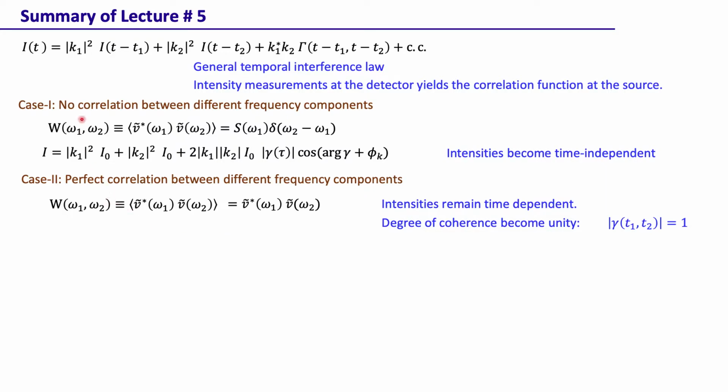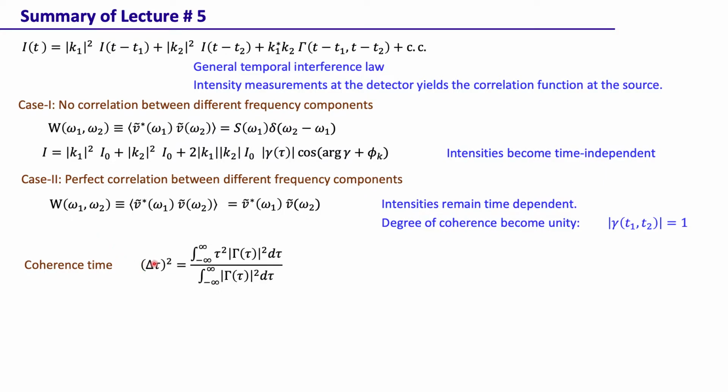These are the two extreme cases. We also looked at the situation where things can be partially correlated, and we had one example of a Gaussian Schell model source that we discussed, with these two cases being the two limiting cases of that example. Okay, now we also discussed the concept of coherence time.